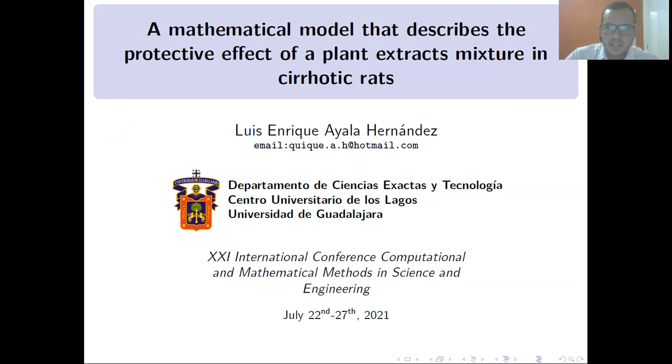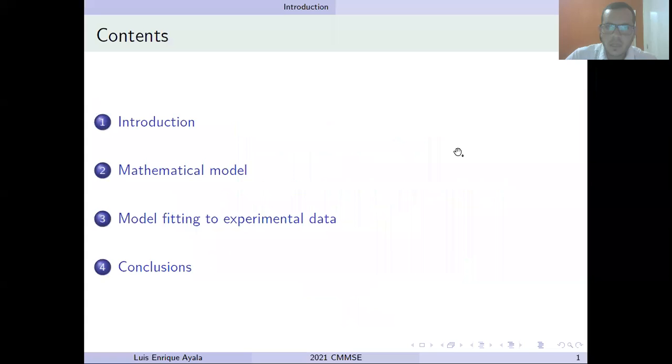I am a PhD student from the University of Guadalajara in Mexico, and I'm going to talk about my work entitled A Mathematical Model that describes the protective effect of a plant extract mixture in cirrhotic rats. The content of my presentation is as follows. I begin with the introduction, then the mathematical model, the model fitting to experimental data, and finally, the conclusions.